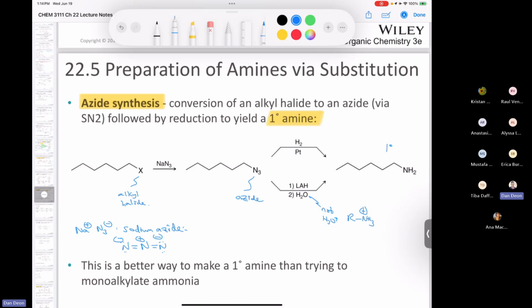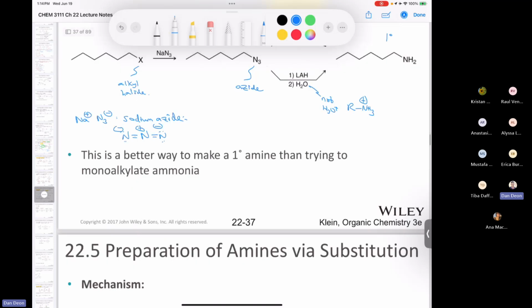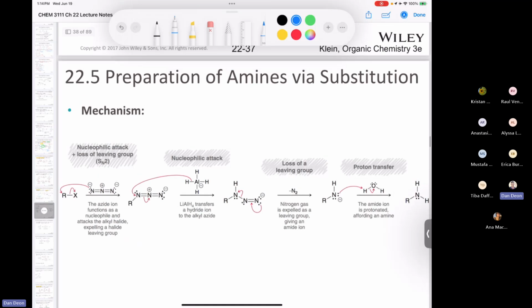So this is a better way to make a primary amine than attempting a monoalkylation, which I told you doesn't work very well. The mechanism, I will not ask you this mechanism, so I'll even write it here on the slide for you. Nothing is straightforward in organic chemistry, but I'd say it's relatively straightforward. The first step is an SN2. We have our nucleophilic attack. This part here is the loss of leaving group.